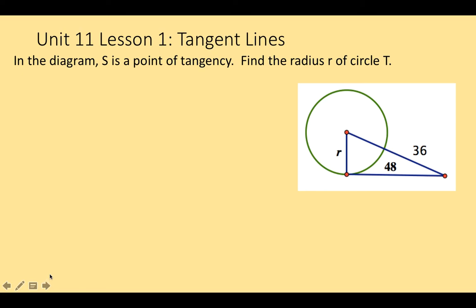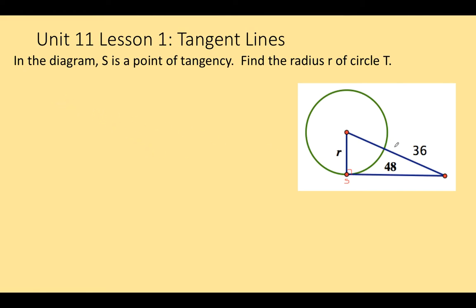All right. So here's a real classic problem. It says, in the diagram, S is a point of tangency. That must be this one right here. Find the radius of circle T. Well, if this is a tangent line and this is a radius, then those meet at 90 degrees. That means that's a right angle. And, well, that means we've got a right triangle, and we can use the Pythagorean theorem to find a missing side.